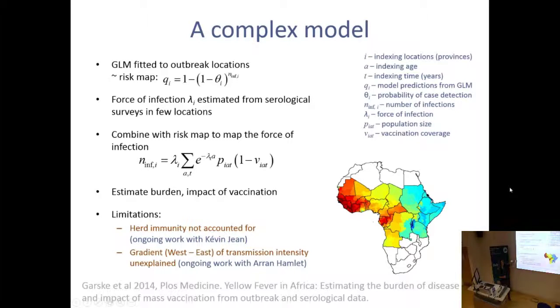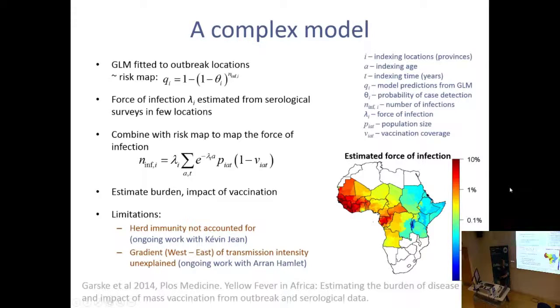So for each of these locations, we've then looked at what the estimated force of infection from the serology, what level of risk on this map that relates to, and then extrapolated the force of infection from this map. And we get a scale at the end. And now we've got a quantitative scale of force of infection. We can use that to estimate the total burden based on the population size, and then the impact of vaccination.